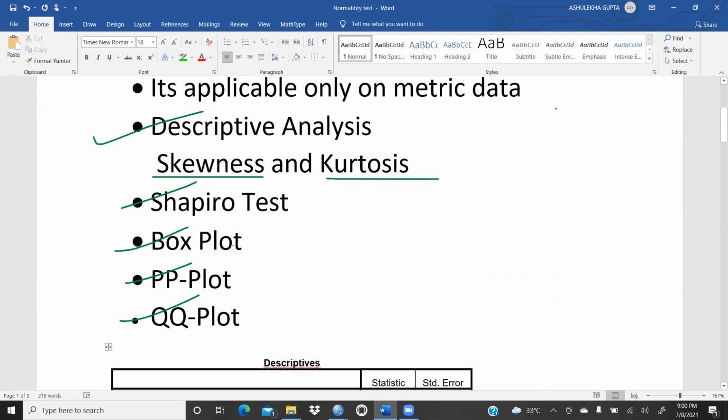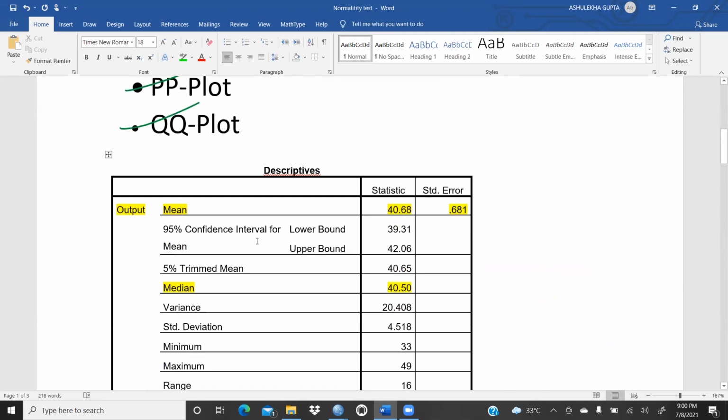Then we come to the box plot test. Simply, that would tell us about outliers, and basically normality also. So now I will show you.